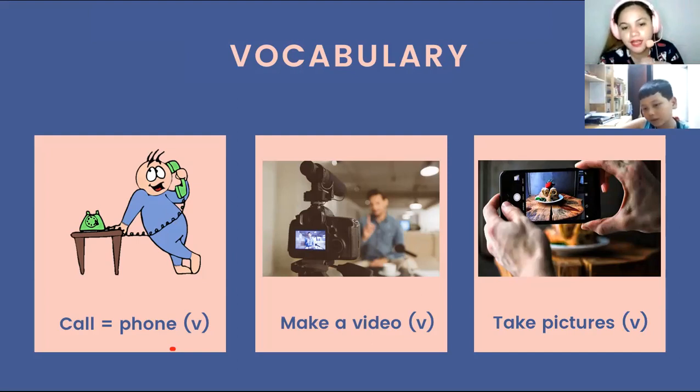Okay, next one is take pictures. Yes, this is very easy, take pictures. So you just have to use your phone or the camera to take pictures.